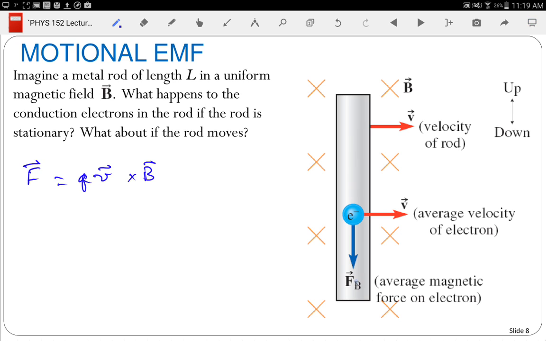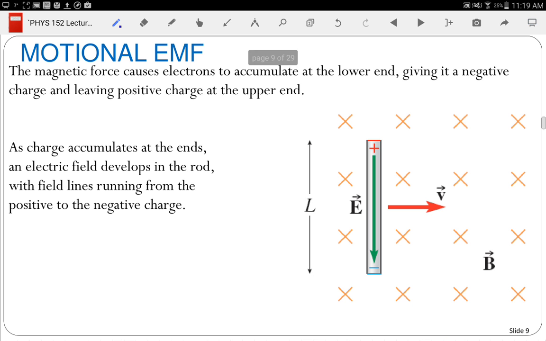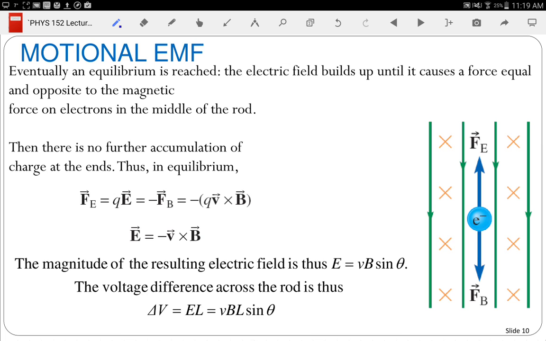So as the electrons move down, we're going to develop a negative charge down here. But where do those electrons come from? Yeah, so we're going to develop a positive charge up here. So now we're going to form an electric field. And the electric field will be such that we balance, okay, this picture doesn't even help me. The electric field will be such that we balance the upward force due to electric field with the downward force due to the magnetic field. So the upward force is QE, the downward force, what we just did, minus QV cross B.